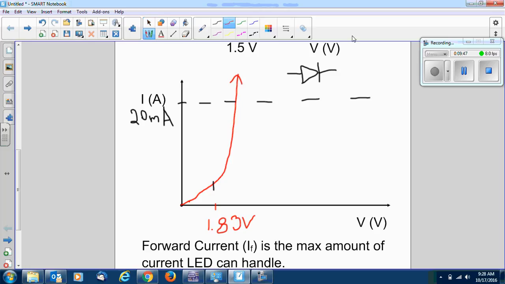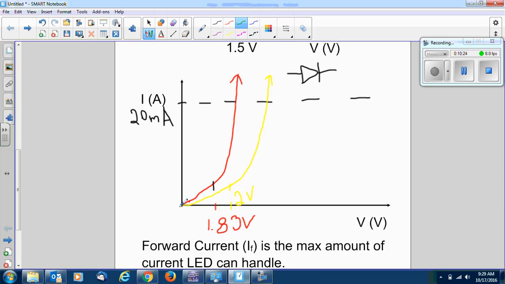Now here's the thing. We have different color LEDs in our class, and different colors actually have slightly different graphs. The graphs will all have the same basic shape. However, that point of the forward voltage is going to be in a different place. So here's my yellow graph. The forward voltage for the yellow is probably around 2 volts. The forward current for it is probably still around 20 milliamps.